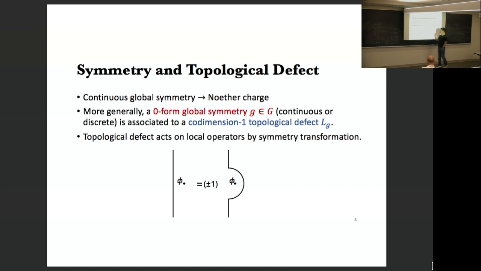And this is a point operator that may or may not be charged under this. The line is topological, so that means if I move the line a little bit around, that's not going to change any correlation function. On the other hand, if I move the topological line past the local operator, then I pick up the Z2 charge of this local operator. So that's how the topological defect acts on local operators.